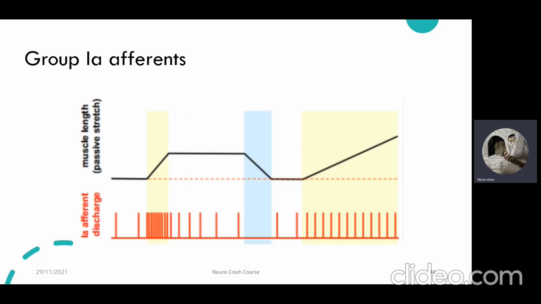Type 1A afferents fire rapidly when the muscle is changing length rapidly, but once it reaches a given length, it goes back to the original level. So it responds in proportion to the velocity of the muscle stretch. Group 1 afferents have a thicker, faster axon and make monosynaptic connections to the alpha motor neurons. They respond to the rate of change in length and they're important for correcting rapid unintended movements.